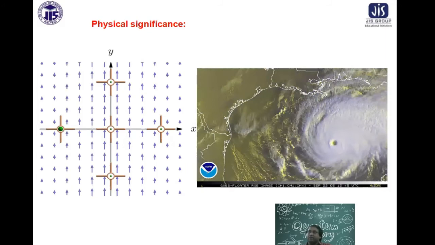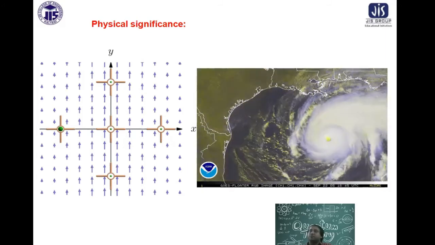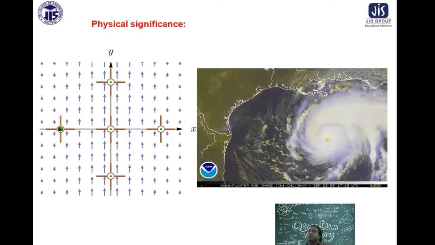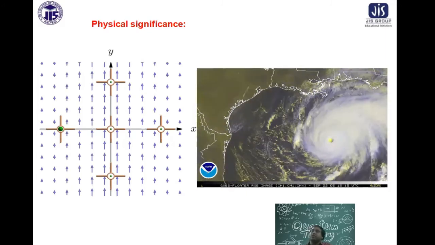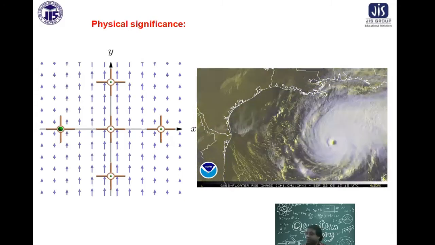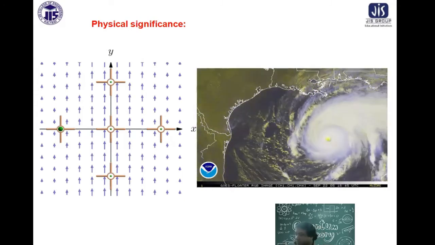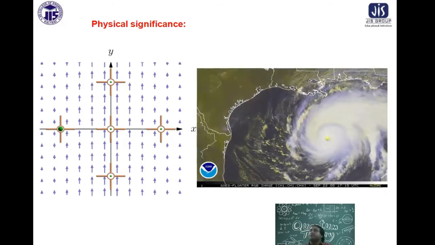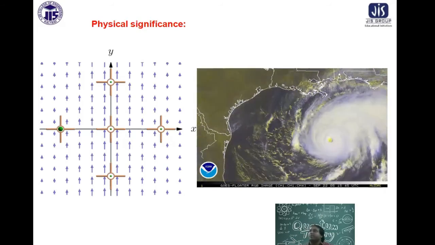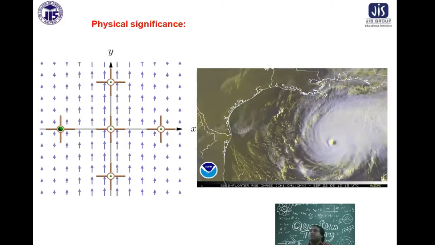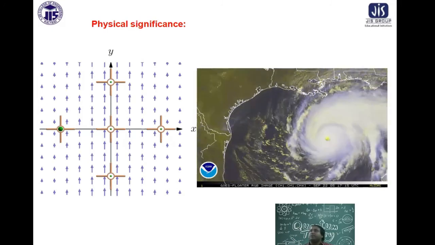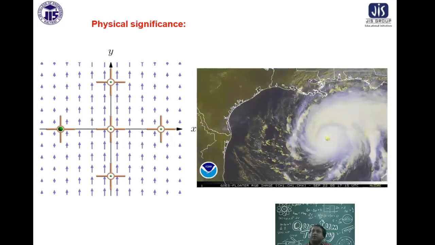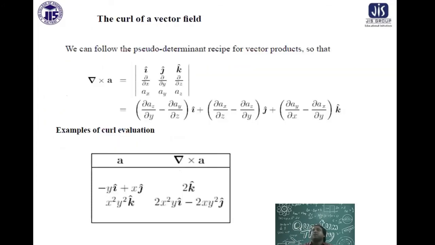So we say curl of the vector will be non-zero. Non-zero curl means it is a rotational vector. You can see there the velocity vector is always changing. It is rotating. Curl of the vector zero means no rotation, and curl of the vector non-zero means there is some rotation.